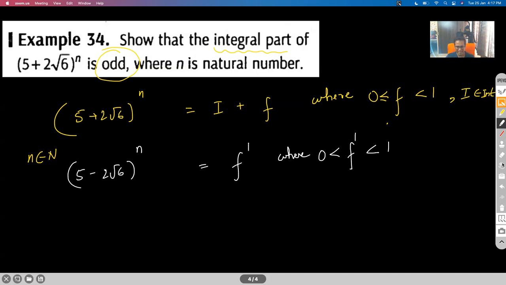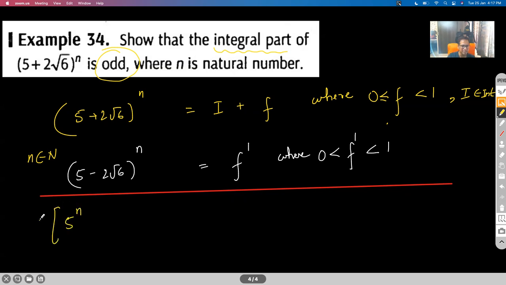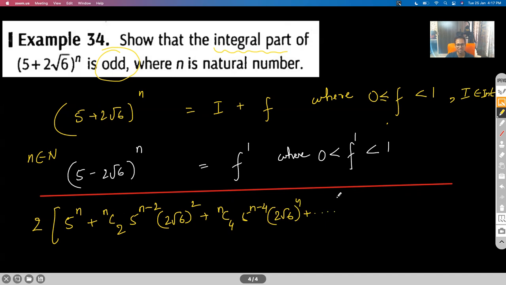Okay. Now let us do one thing. Let us add the two. So when you add the left hand side and the right hand side, I will not write everything down. Please note that since the sign in between is opposite, every second term will start getting cancelled. That means 5 to the power n will come in both the expressions. But the next term, which is nC1, 5 to the power n minus 1, 2 root 6, will get cancelled off. So the term which is going to come immediately after 5 to the power n will be nC2, 5 to the power n minus 2, (2 root 6) squared. Again, the next term will be nC4, 5 to the power n minus 4, (2 root 6) to the power of 4, and so on and so forth. So on the right side, you will be left with I plus F plus F dash. Am I right? Any questions here?